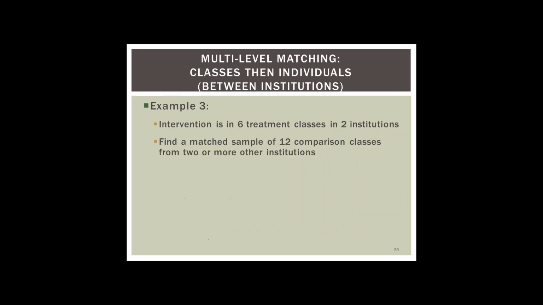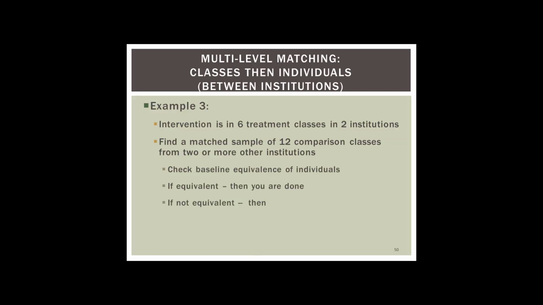In the third example, we have treatment classrooms, but across institutions, not within the same institution. So we can find our comparison classes in 2 or more institutions. We don't have to be stuck to one institution like we did in example 2. Again, we go through the same set of steps that we did before. Check for equivalence. If it's equivalent, you're done.